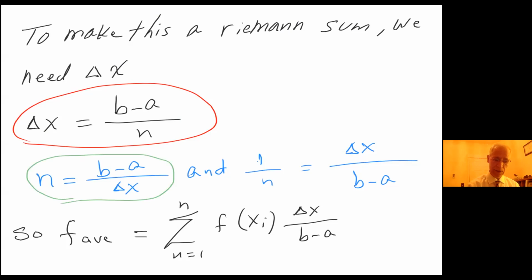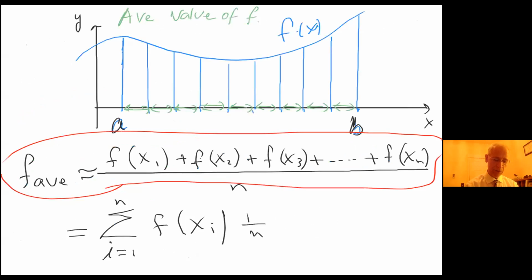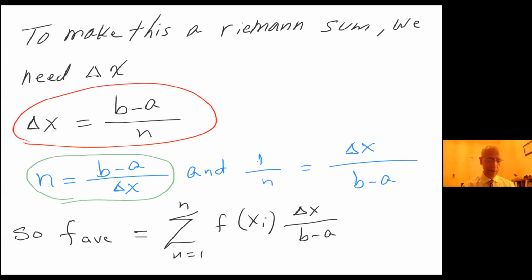Why do I need that? I need it because I do have 1 over n in here, and I want to substitute that. So now I can write that f average equals the sum from i equals 1 to n, however many, of f of x sub i times delta x over b minus a. Now let me go ahead and go to the next page.